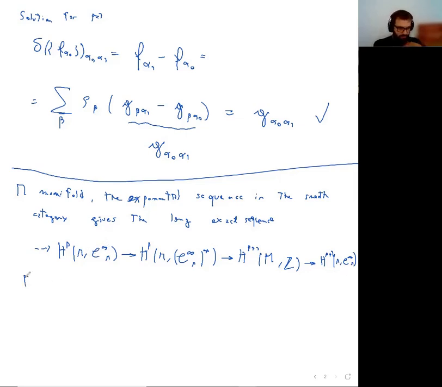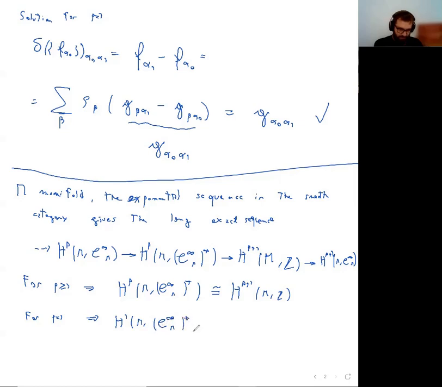And let's say for p greater or equal than 1, this term is 0 and this term is 0. So this gives us that HP m is infinity m star. It's isomorphic to HP plus 1 m Z. And in particular, if we look at it for p equal 1, this gives that the H1 of m is infinity m star. It's isomorphic to H2 with integer coefficients.